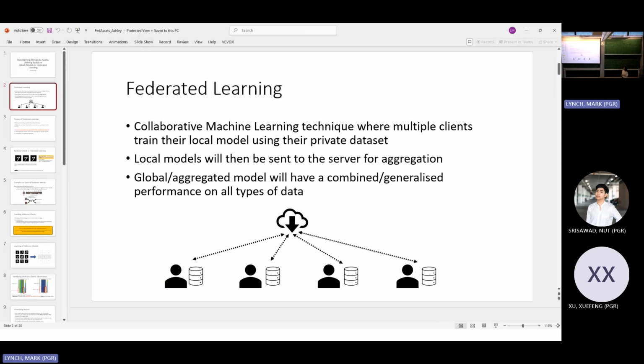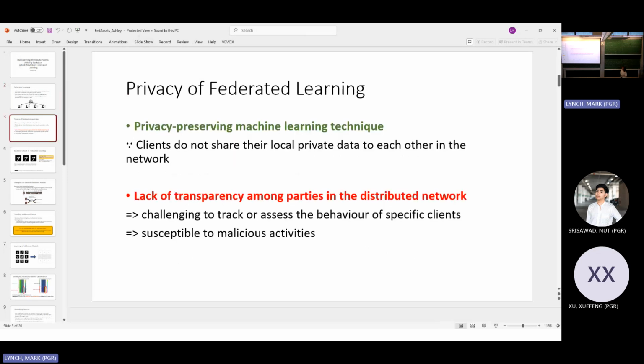One thing that makes federated learning quite powerful is the privacy preserving feature. Each of the clients will have their own private data set, which they don't need to share in order to train this generalized model. What they need to do is just train their own local model and only share the model parameters to the server. So none of the raw information is sent.